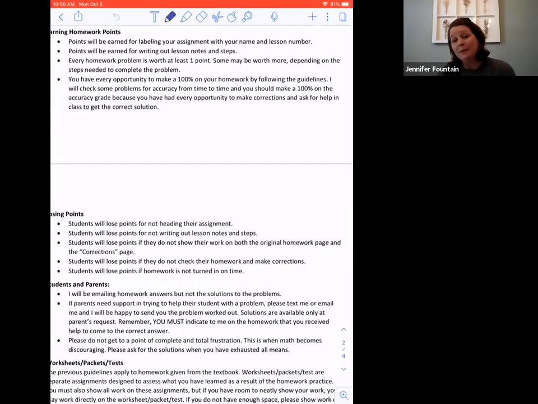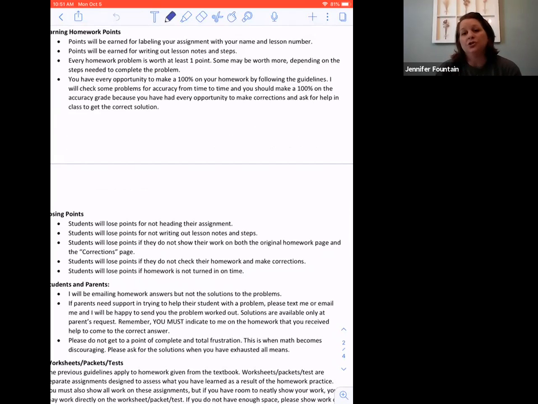From time to time, I'll check some for accuracy. Most of the time, it's just going to be a completion grade, but I may just jump in and each lesson randomly grab 2 to check for accuracy. You should make 100 on that accuracy because you've made the corrections. I'm not grading the original work for accuracy. I'm looking at your corrections page.